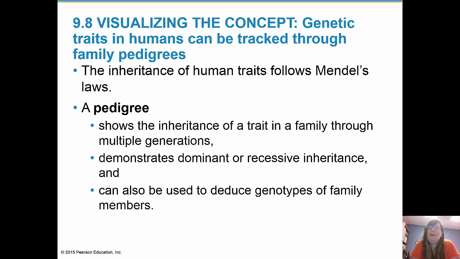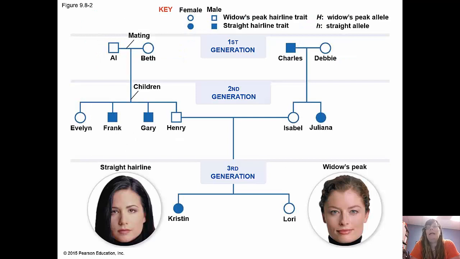Pedigrees show inheritance patterns if you look through multiple generations. So it's going to either be dominant or recessive inheritance, and it can also be used to figure out genotypes of different family members. So this is what a pedigree looks like. Females are circles, males are squares. The clear circles or squares have the dominant trait. Colored in shaded circles or squares have the recessive trait. So in this case, widow's peak is dominant, straight is recessive.